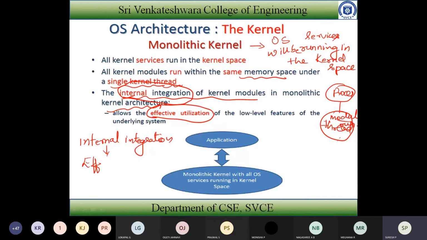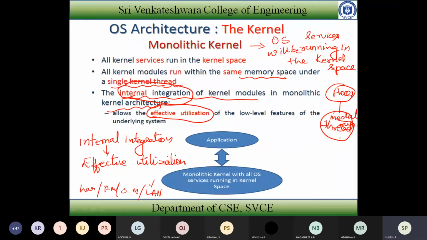Effective utilization of the low level features of the underlying systems will be there, like your hardware, such as primary memory or secondary memory, and storage, like a LAN card. Even that requires drivers which run in the kernel space.